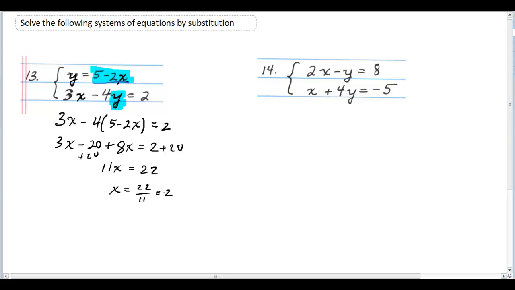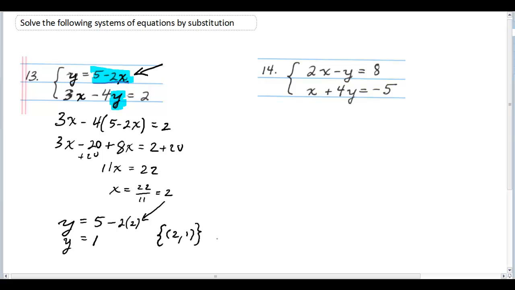Once we know x, though, we're not done. We have to find y, because the answer is an ordered pair. So I'm going to plug it into the equation I perceive as being more simple. And I'm going to plug in x. X is 2. I'm plugging it into that equation, and that gives me 5 minus 2 times 2, 5 minus 4 is 1. So the ordered pair, which is a solution, is 2, 1.